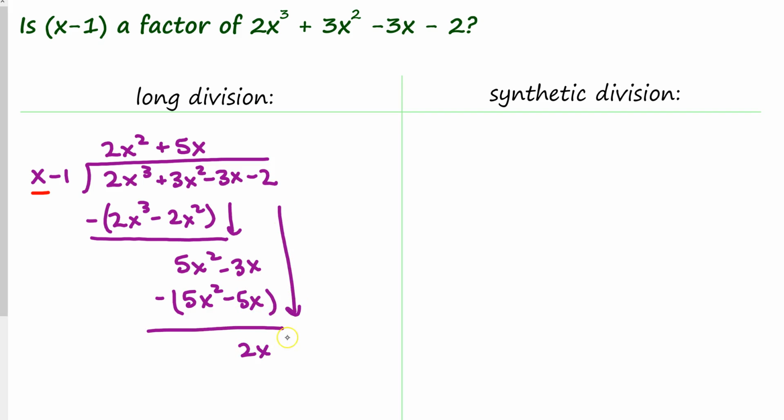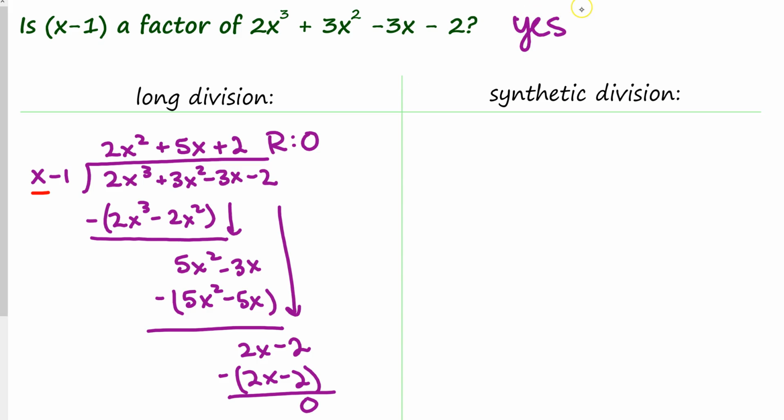And then we bring down the next one. X times what is 2x? That would be 2. So we write that up there. Then we multiply it by the divisor. And we subtract. And we get 0. The remainder is 0. So yes, x minus 1 is a factor. Not only that, but when you divide and you get your quotient, that's your answer. If the remainder is 0, that quotient is also a factor.